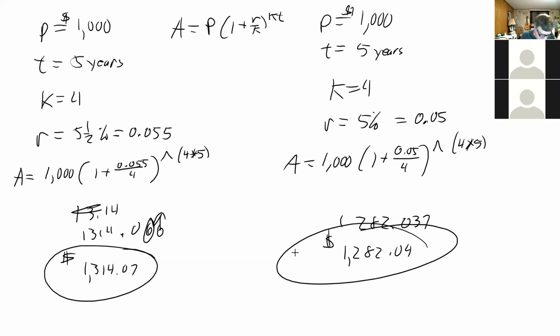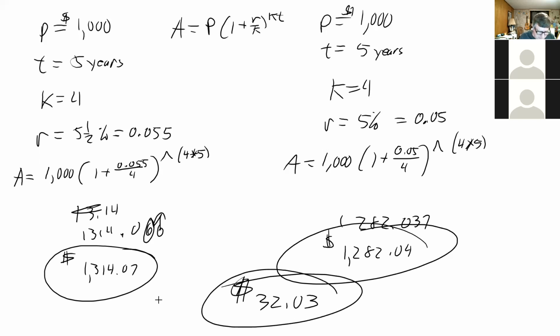And let's see, what's the difference between those? 1314.07 minus 1282.04, $32.03. So same amount of money, same amount of time, same amount of compoundings, but by having a 0.5% more interest rate, you'd get $32.03 more. Does that make sense? Better interest rate, more money you make. Okay, one more problem, and then we'll turn you loose for the weekend.